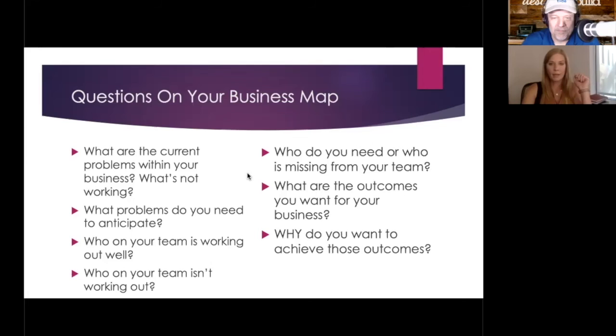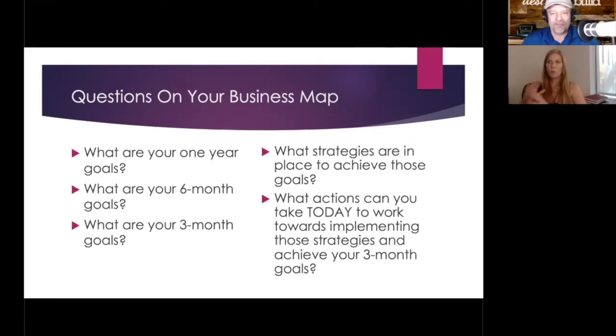Okay. And then a lot of people ask, what are your 1-year goals, 5-year goals, 10-year goals? I go the other way. So what are your 1-year goals? And then what are your 6-month goals? And then what are your 3-month goals? You can see where this is going, because this is a document that I recommend looking at every 3 months. Then you ask yourself, what are the strategies in place to achieve those goals? And last but not least, what actions can you take right now, today, towards implementing those strategies and achieving your 3-month goals?